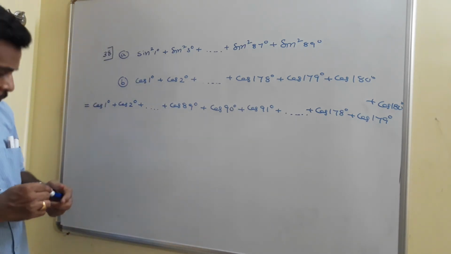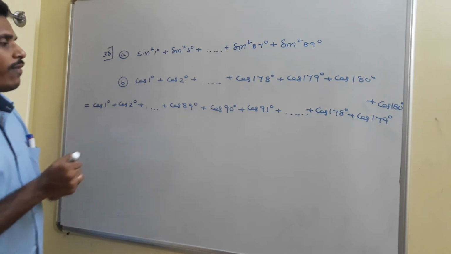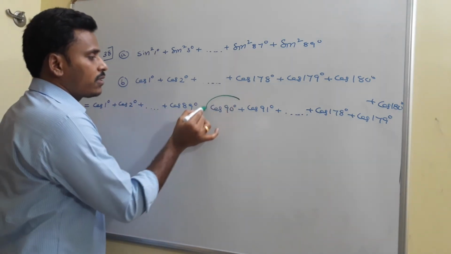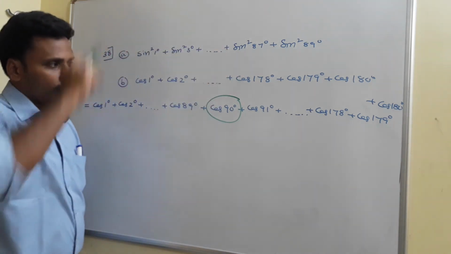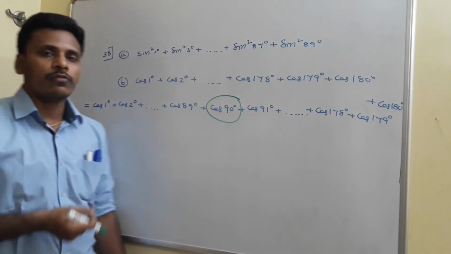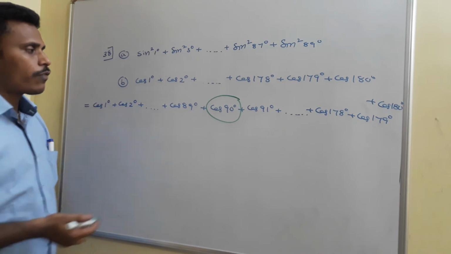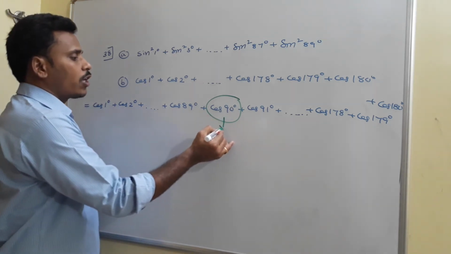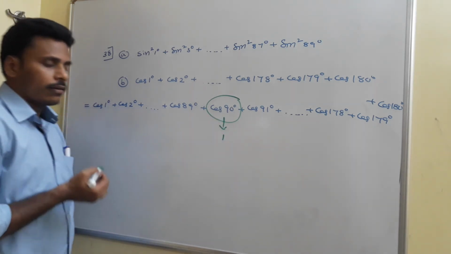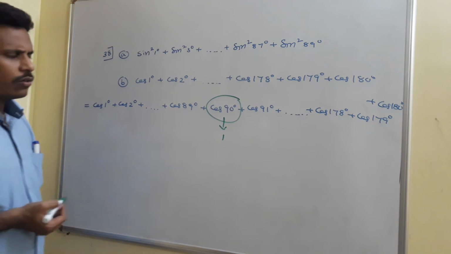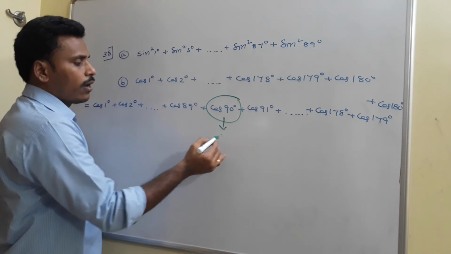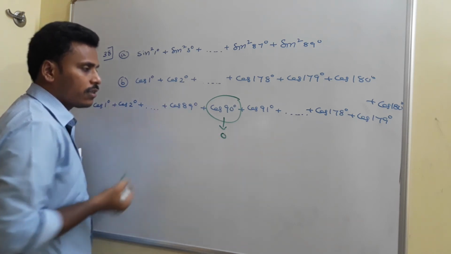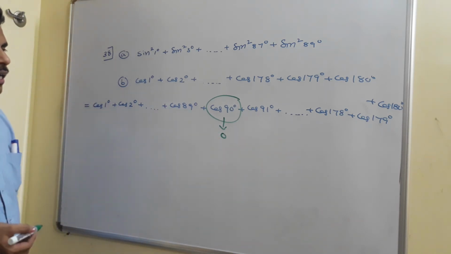Now see, you just leave the values for now. Cos 90 degrees is how much? See, the actual task is we need to add all those things. The sum of all those 180 terms we need to identify. First of all, it is very easy for us to identify that cos 90 degrees is 1. Is it right? 1 or 0? See, 0, right? Sin 0 is 0, sin 90 is 1, cos 0 is 1 and cos 90 degrees is 0. Right? Cos 90 degrees is 0.